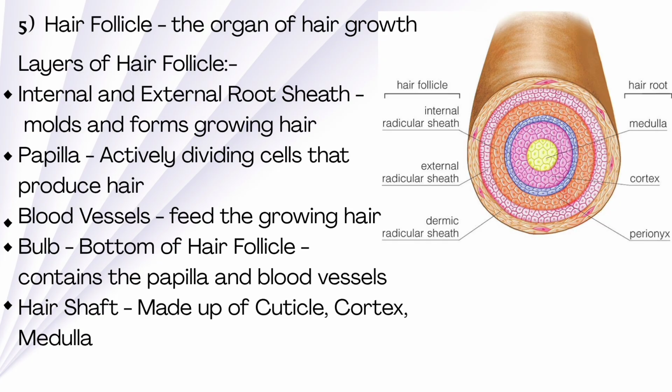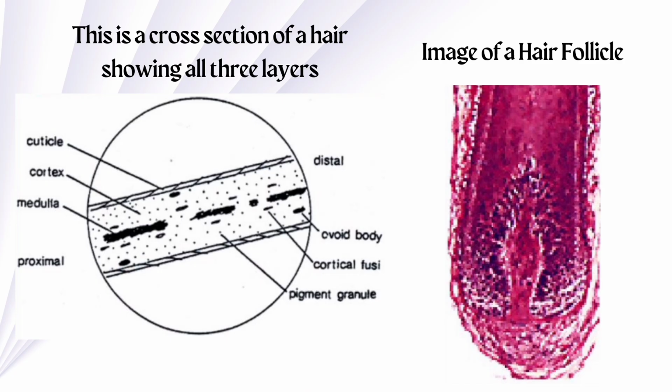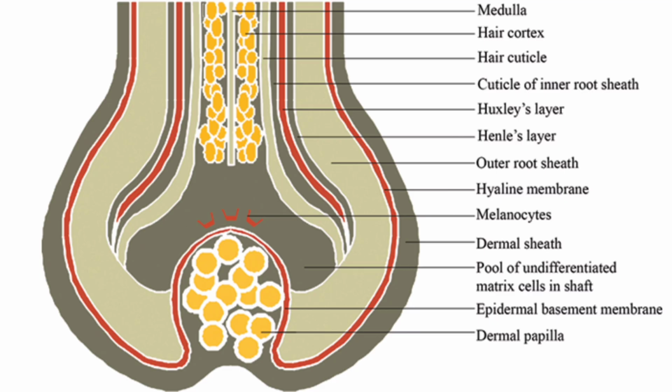Bulb, bottom of the hair follicle consists of papilla and blood vessels. Papilla are actively dividing the cells that produce the hairs. Blood vessels feed the growing hair. This is a cross section of the hair shaft showing all the 3 layers, namely cuticle, cortex and medulla, and the image of hair follicle.